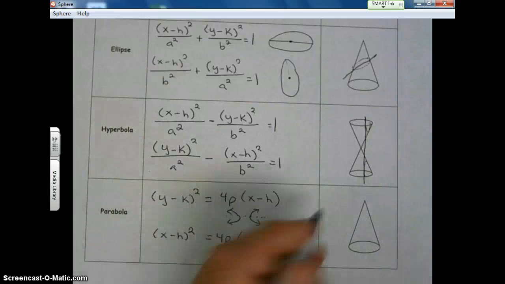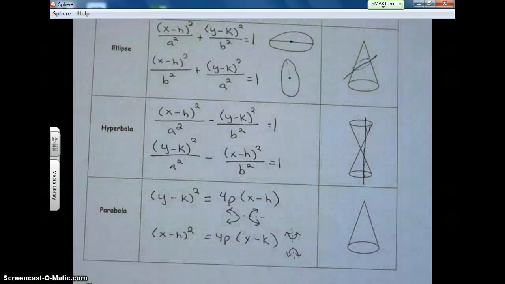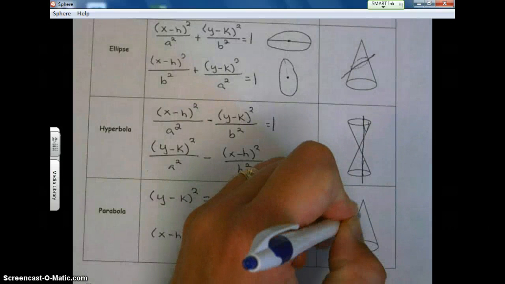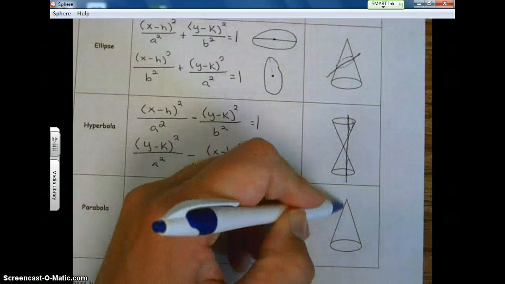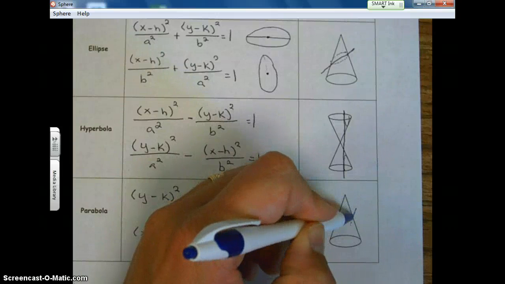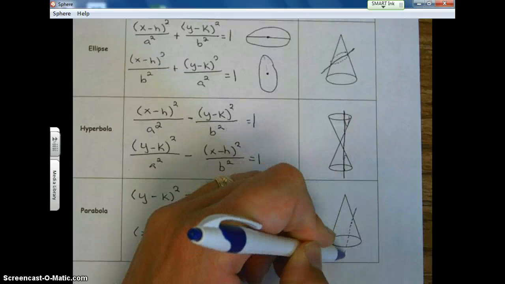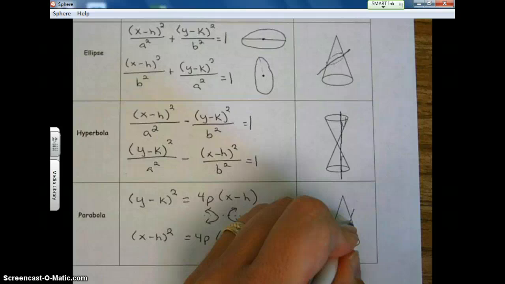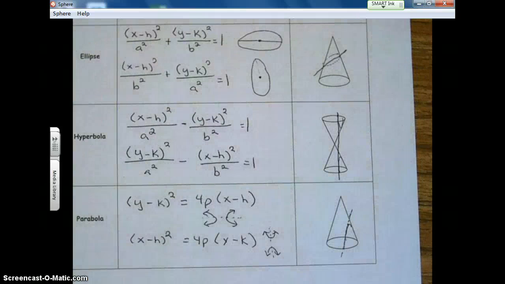And to get your parabola, we're going to cut our cone parallel to one of the sides. So if I cut it parallel to this side, and I try to do a parallel line here, not very good at it, that's going to get us our parabola.